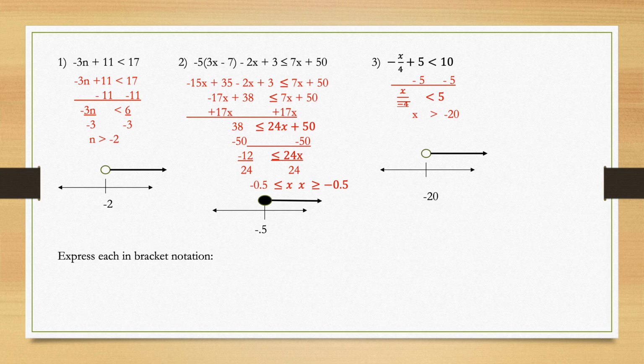Okay, so for the first one, the smallest value is negative 2 on the left, and you go out to infinity. Remember, you can't equal it, so it's parentheses. Next one, you can equal, so it's a bracket at negative 0.5, and you go on out to infinity. And then for the next one, it is a parenthesis at negative 20, and you go on out to infinity. Okay, so each of those bracket notation situations are not over an interval with a beginning and ending, but rather over an infinite distance.